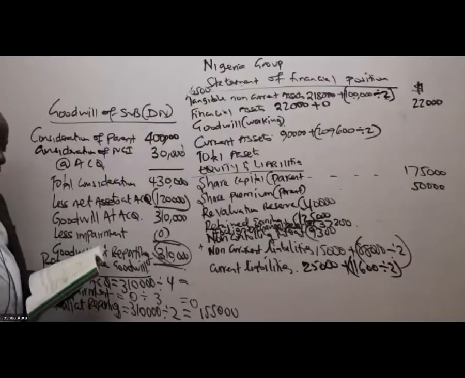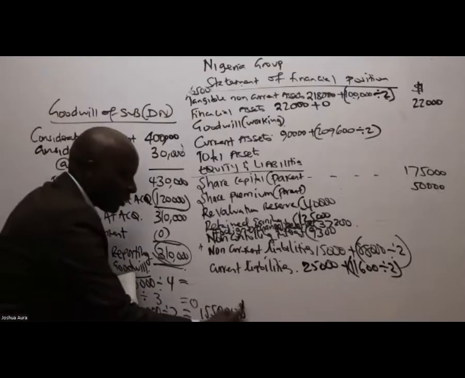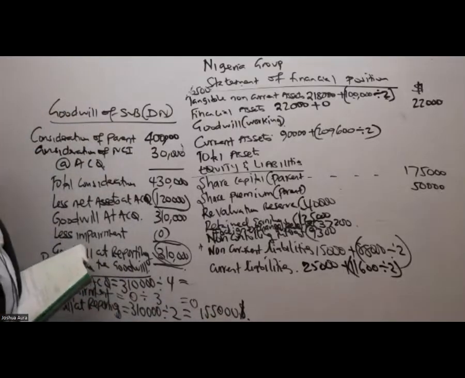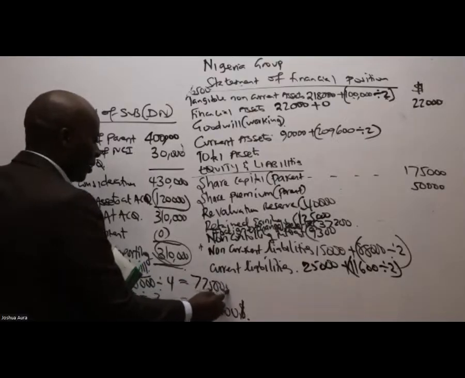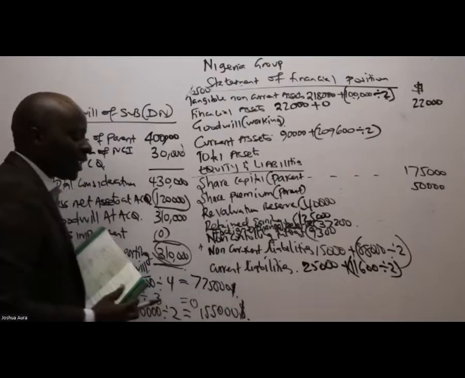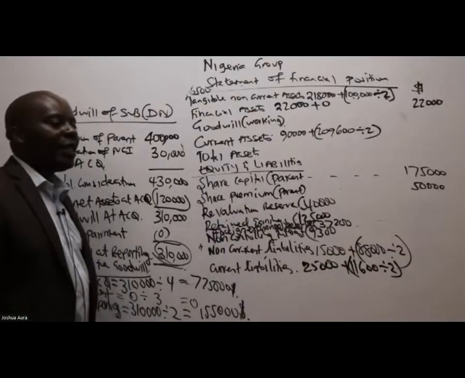310,000 divided by 4. These are dollars, remember now. These are dollars, we are translating them. So 310,000 divided by 4 gives me $77,500. So just like we did with net assets, now go ahead and give us the group exchange.